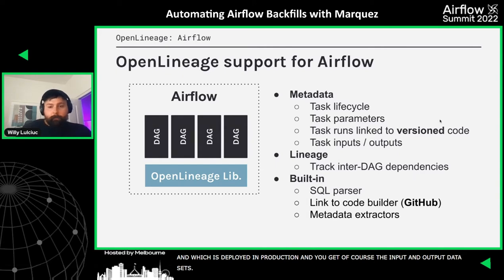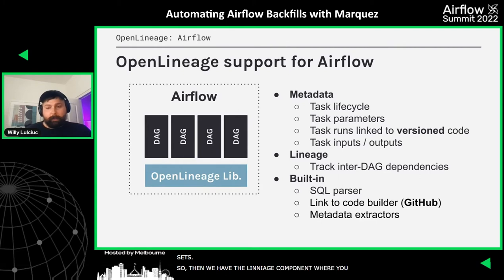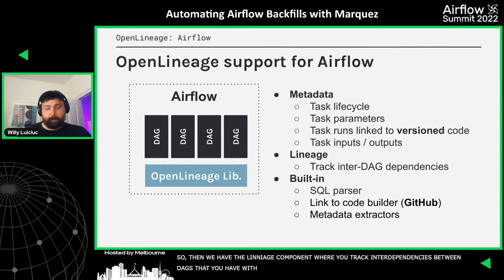So then we have the lineage component. This is where you track interdependencies between DAGs. You do have that with Airflow currently, with, you know, sensors. So you could kind of say, I'm waiting for this DAG to complete before I execute, which is an option, but that only gets you so far.